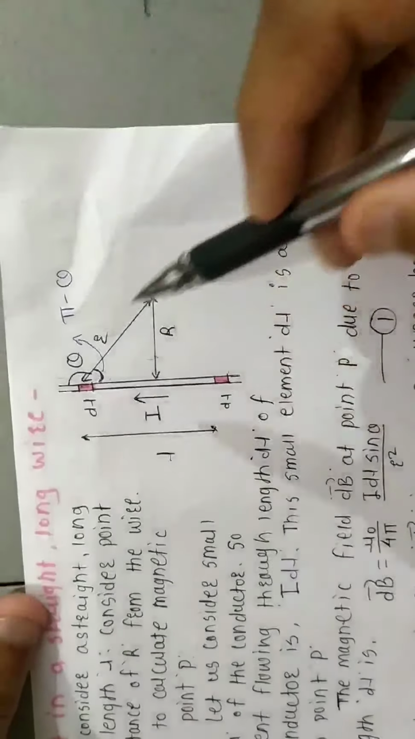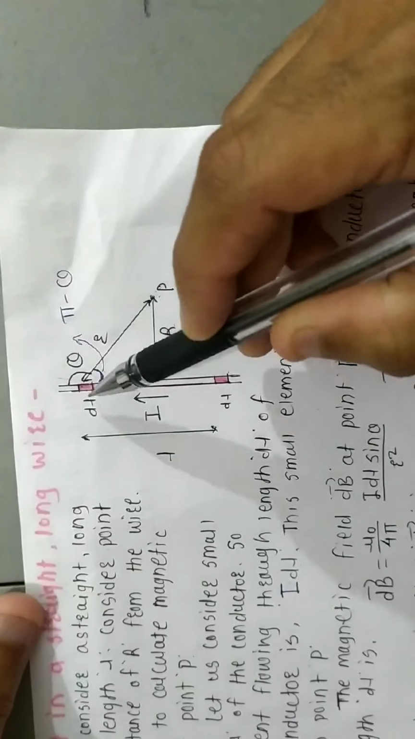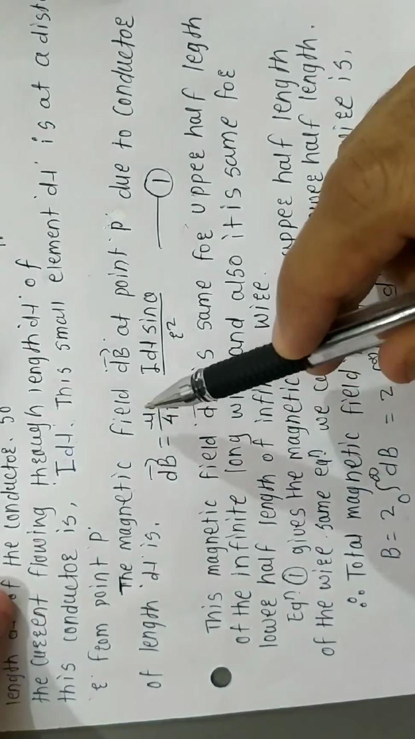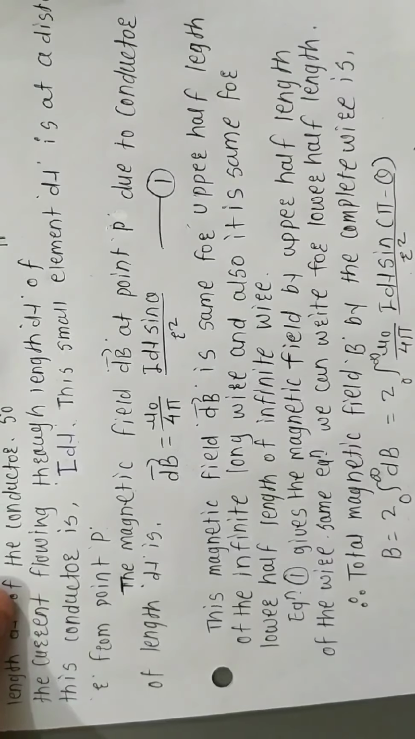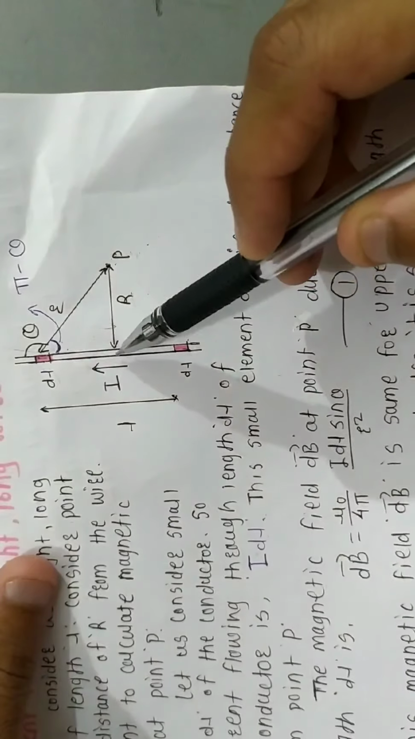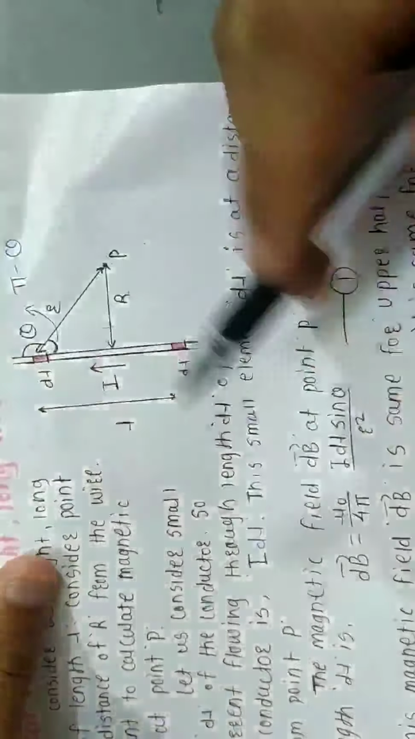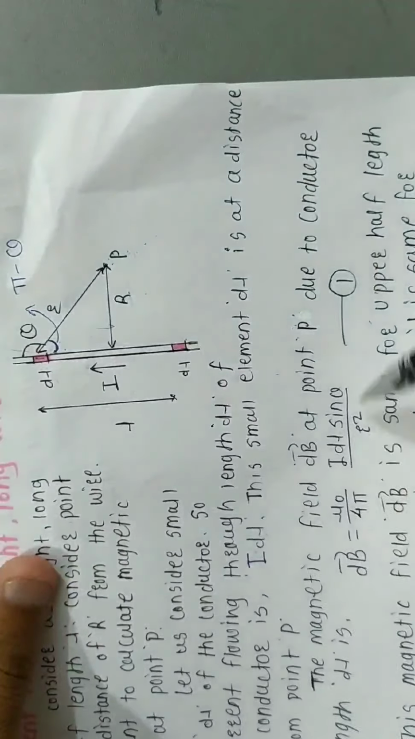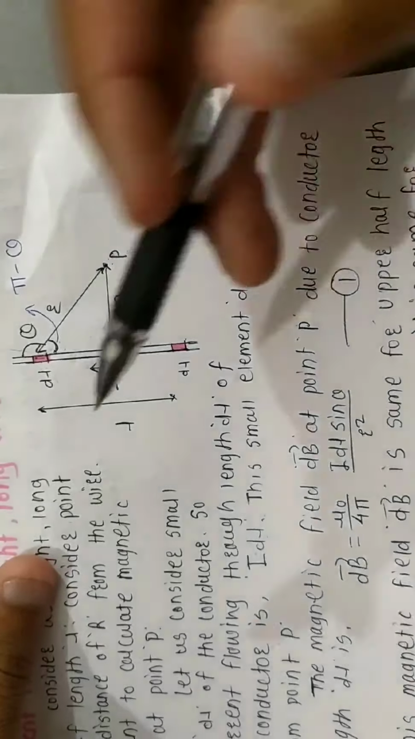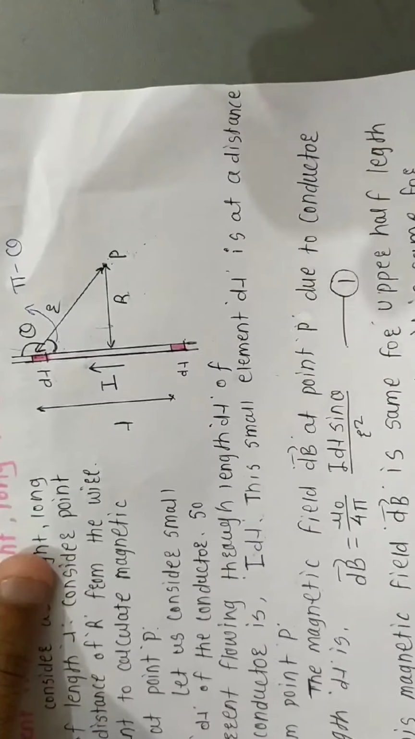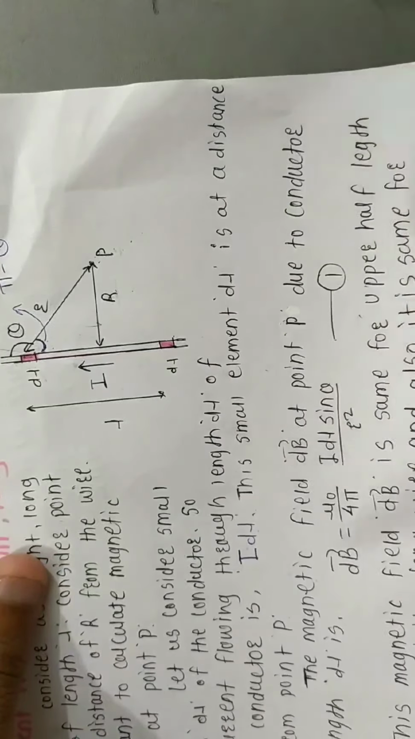So what is the magnetic field at point P due to small element dl? It is given by dB equals, according to Biot-Savart's law, mu naught upon 4 pi, I dl sin theta upon r square. Now this equation gives the magnetic field produced by the upper part of the wire, which is given by equation 1. Similarly, the lower part of the wire also produces the same magnetic field, whose magnitude is given by equation 1.